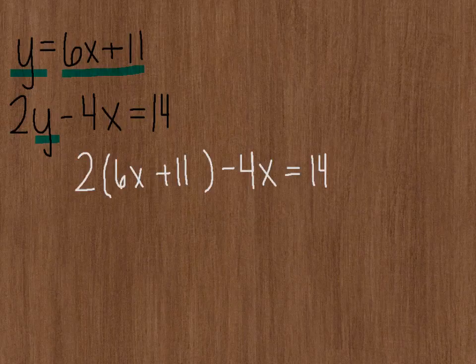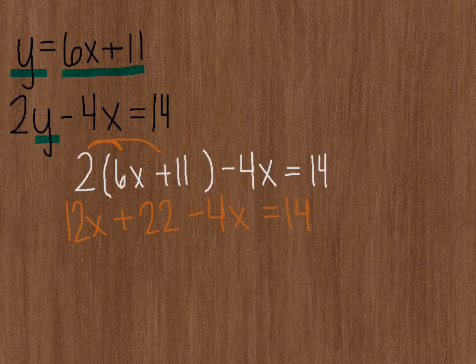Now I need to just solve. So I recognize that that's distributive property. So I'm doing 2 times 6x, which is 12x. I'm doing 2 times 11, which is 22. I drop down the minus 4x and the equals 14 because I haven't done anything with it yet.